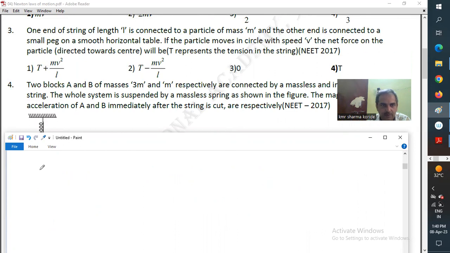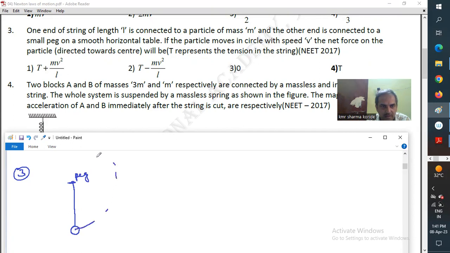Question number 3. This is given in 2017. One end of a string of length L is connected to a particle of mass m, and the other end is connected to a small peg. So let us say a small peg with a small pin. You can understand with the help of a diagram like this. This is a pin or peg. So if the particle moves in a circle with the speed v, the net force on the particle is directed towards the center.